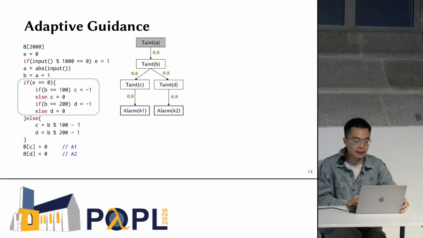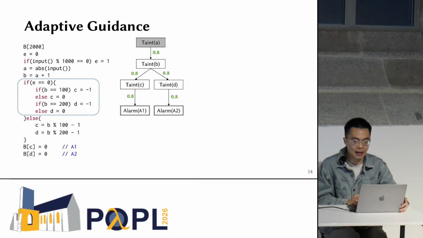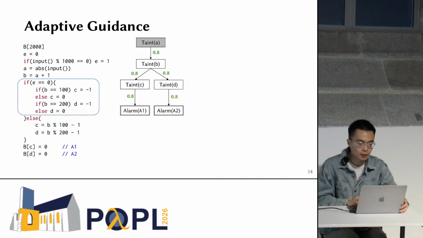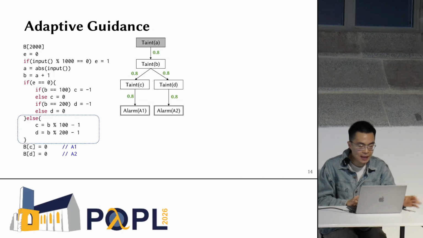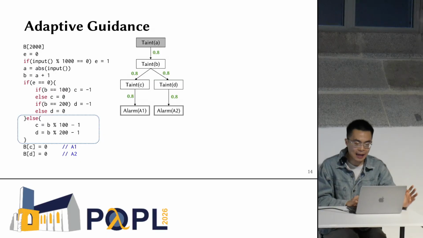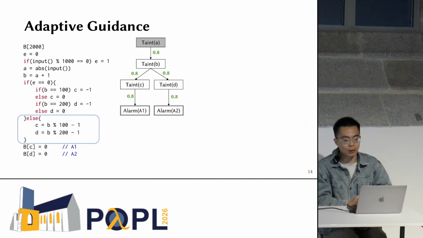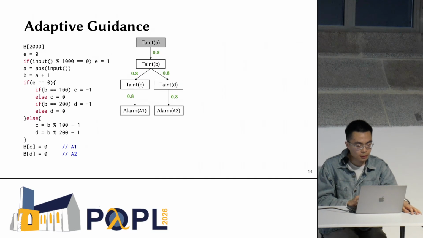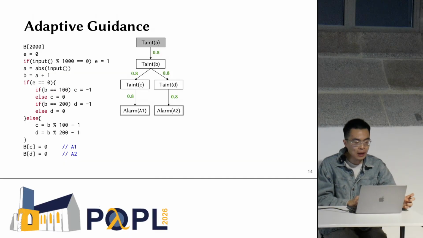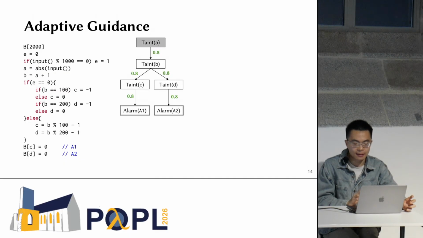magic value, such as 100 or 200. In that case, they may trigger the bugs at A1 and A2. But if E is 1, we don't need an exact magic value anymore. It's enough for B to be a multiple of 100 or 200 to trigger A1 or A2. The derivation graph from taint analysis, again, has the same structure as in the previous examples.